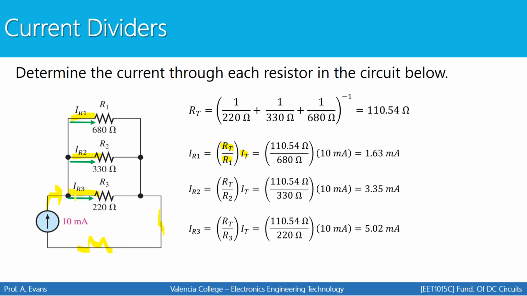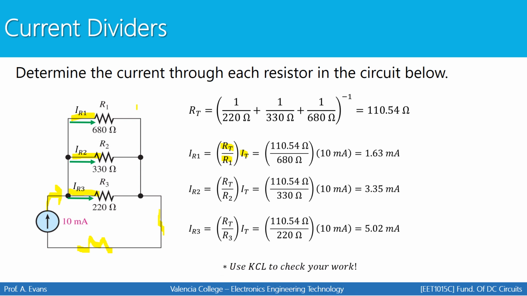This is how we use a current divider to find the current that goes through a particular branch. Remember that all resistors in parallel have the same voltage, so if you use Ohm's law to find the voltage for R1, R2, and R3, using the currents that we just found for each resistor, you'll see that they all have the same voltage.